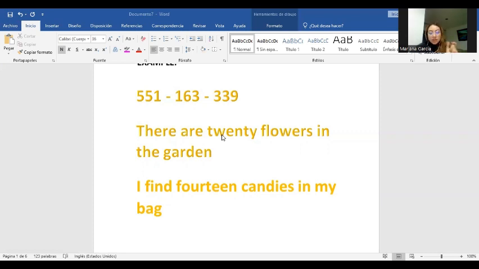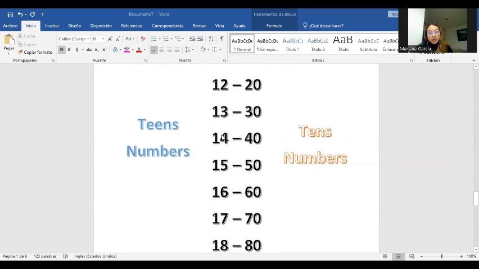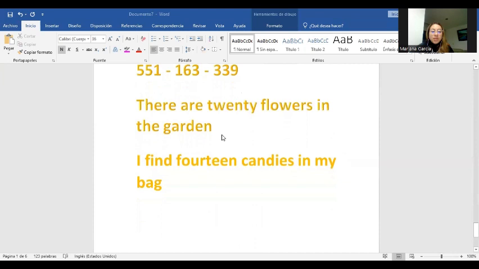20, 30, 40, and the other numbers end in "teen", like their name is teens. So remember that 13, 14, 15, like teenagers. It's a joke. And finally, with the third example, say, "I found 14 candies in my bag." 14, not 40. 40 is a lot. 14 is not a lot.